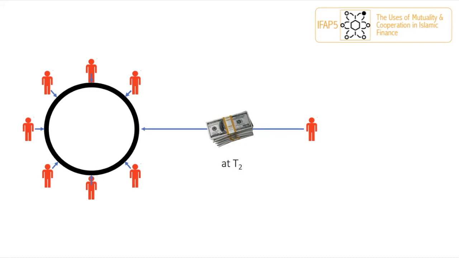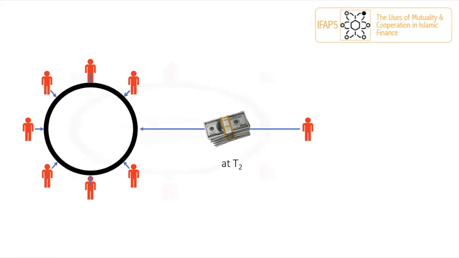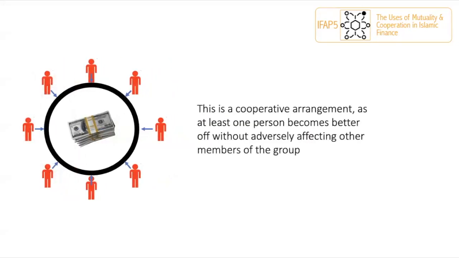So if this party received at T1 this amount of money, so this party is receiving the money from the pot at T1. In one variation of this arrangement, at T2 or by the end of a certain time period, this party should be returning this money. This is an example of mutuality and cooperation.